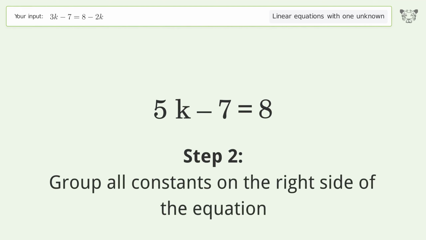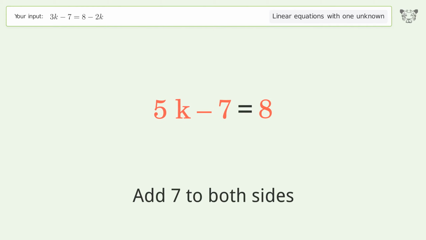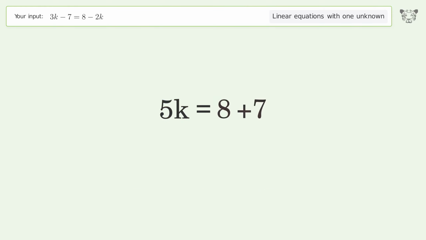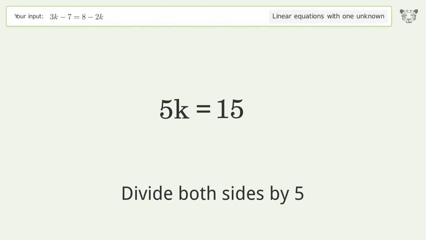Group all constants on the right side of the equation. Add 7 to both sides. Simplify the arithmetic. Isolate the k. Divide both sides by 5.